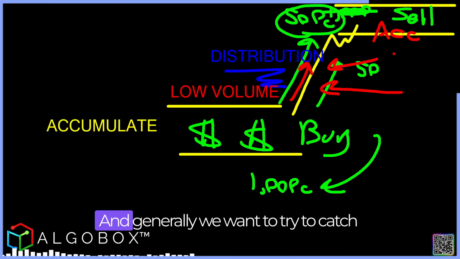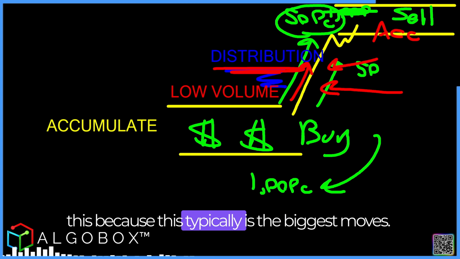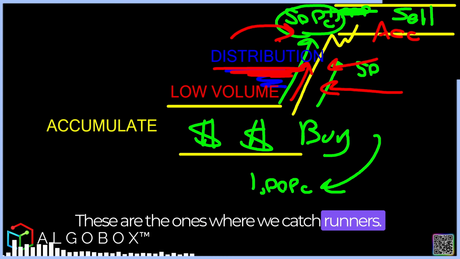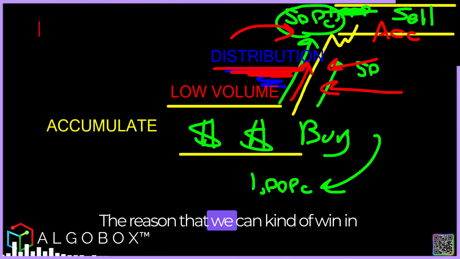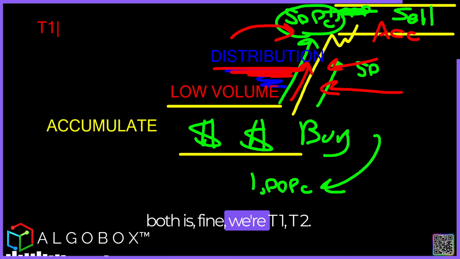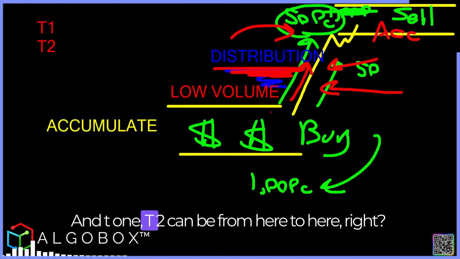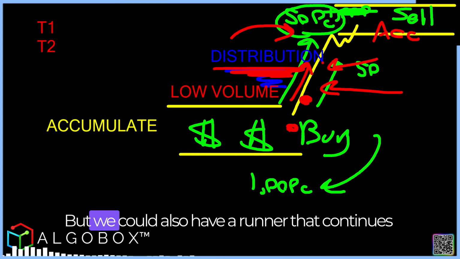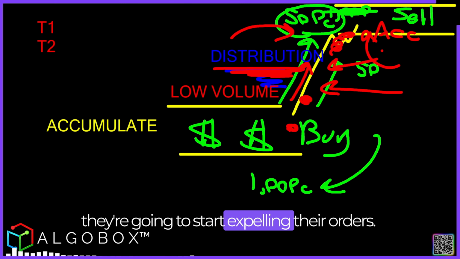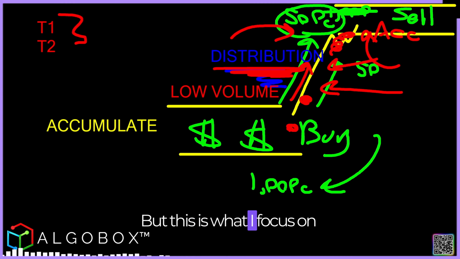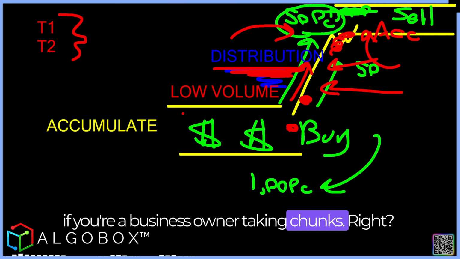So these are the moves. And generally, we want to try to catch this because this typically is the biggest moves. These are the ones where we catch runners. But just in case we don't, what do we have? Right, for our system, the reason that we can kind of win in both is fine. We're T1, T2. This is where we live. And T1, T2 can be from here to here, right? But we could also have a runner that continues on and we wait until the opposing signal that might show up at the next accumulation zone where they're going to start expelling their orders, right? But this is what I focus on if you're a business owner, taking chunks, right? T1, T2, chunk. T1, T2, chunk. T1, T2, chunk, runner, cool, bonus.